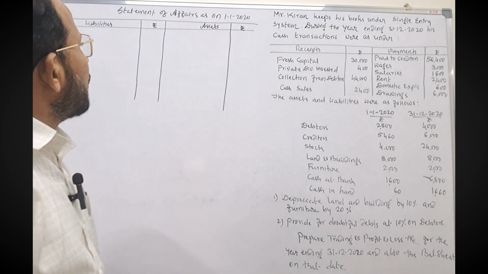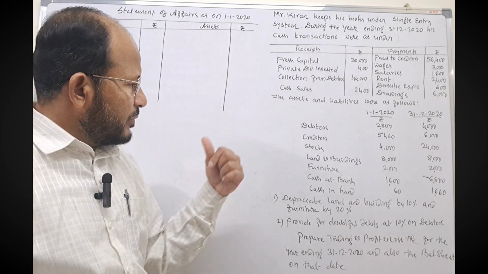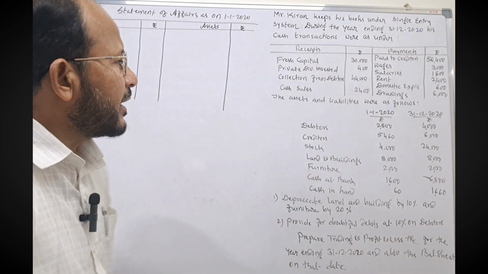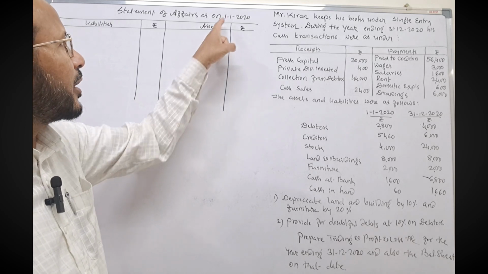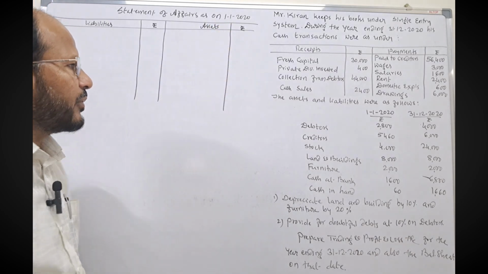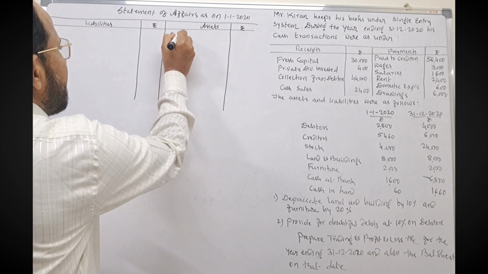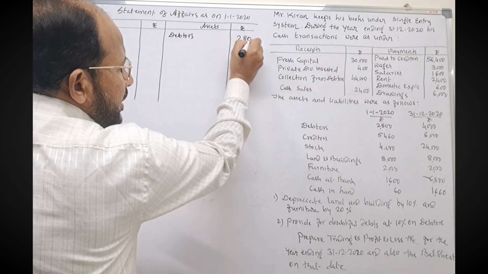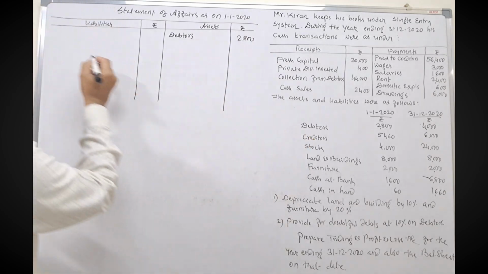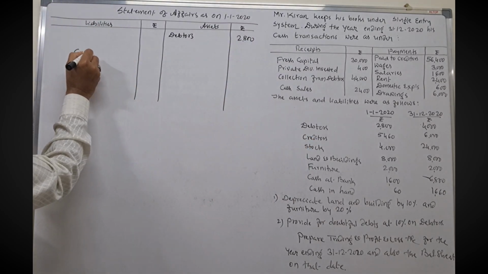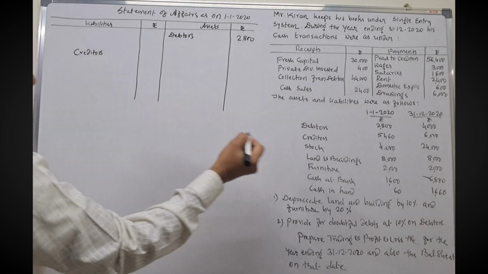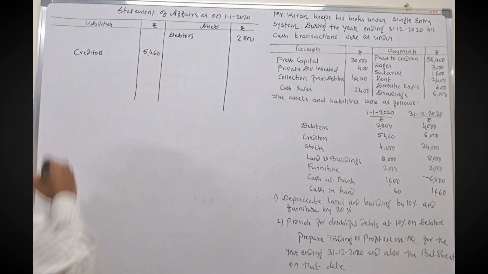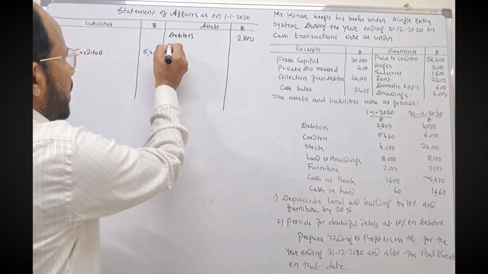Now just to go through the assets and liabilities given here. Debtors is given 2,800. Only opening values are to be taken here because we are preparing the opening statement of affairs. On the asset side, I take debtors, rupees 2,800. Next one is creditors, a liability. Hence, I am going to show it on the liability side. Creditors, only opening value, I have to take 5,460.